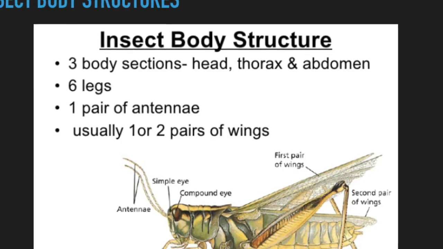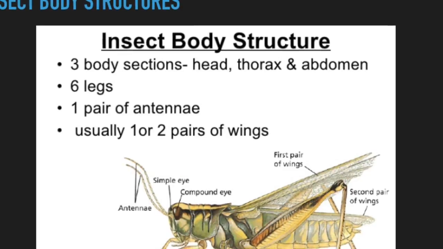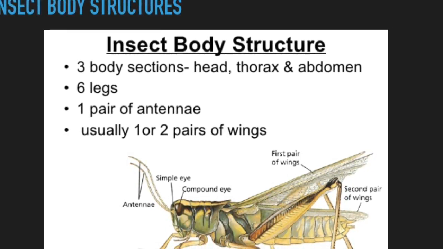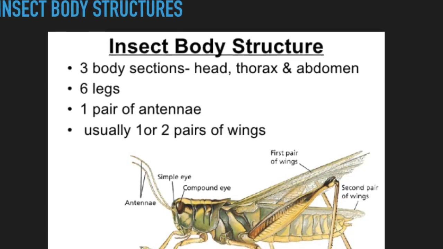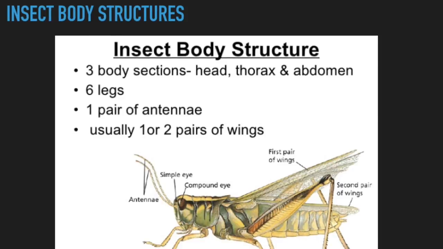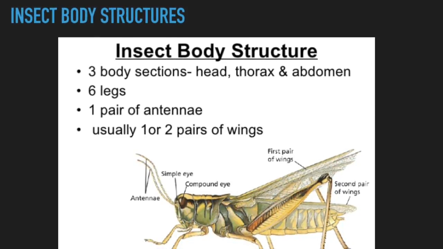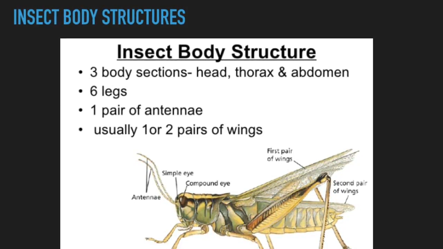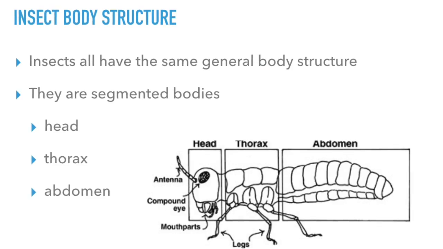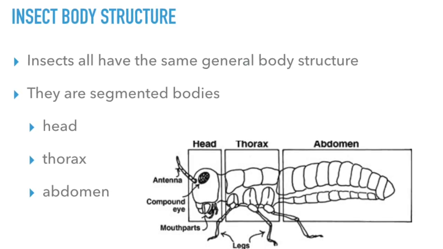So as you can see, the insect body structure of a grasshopper, there is three body sections, the head, thorax, and the abdomen, with 6 legs and 1 pair of antennae, usually 1 or 2 pairs of wings. How many of you guys actually have played with a grasshopper? Very cool. That's awesome that you guys like to play with grasshoppers.